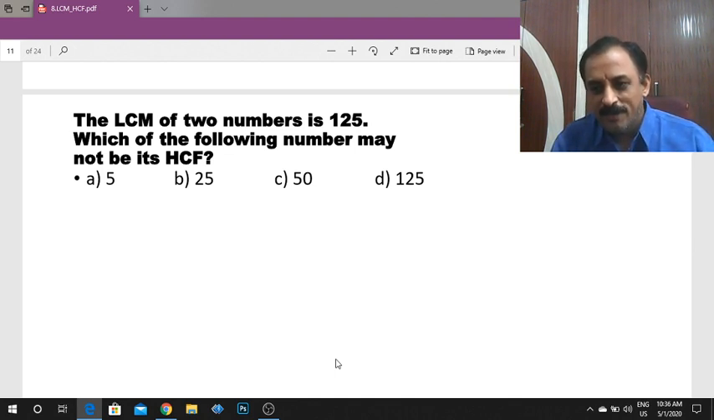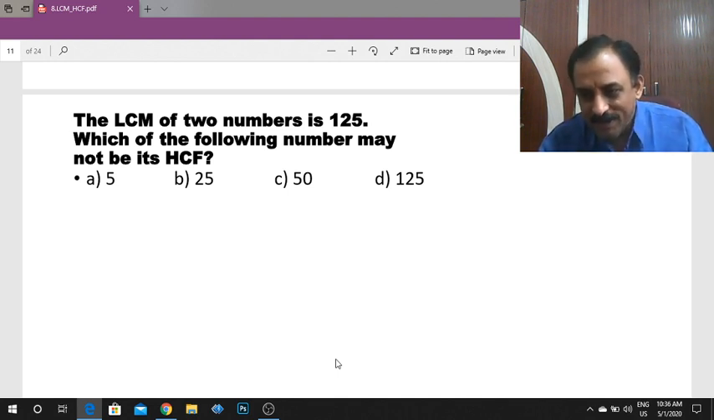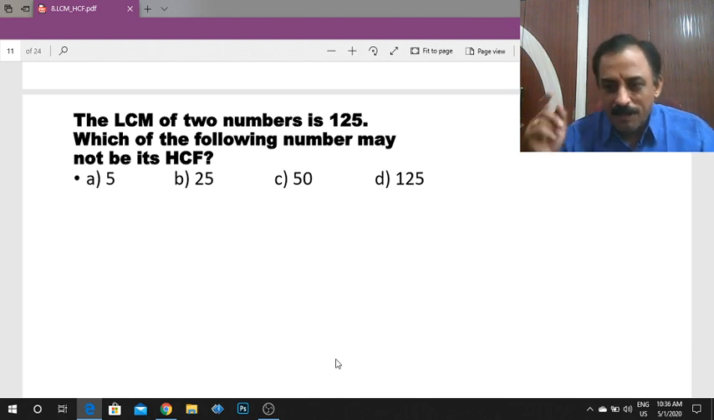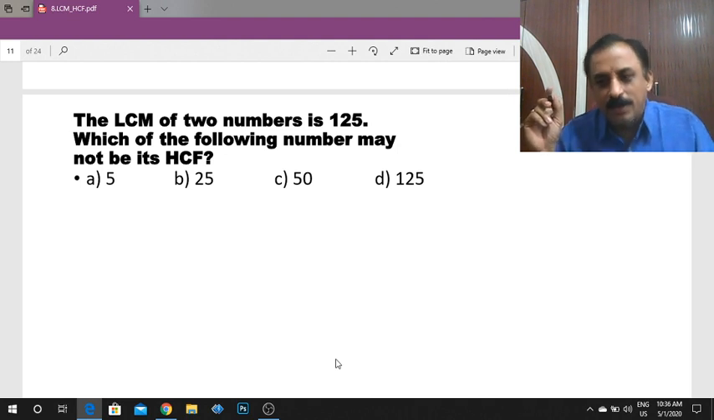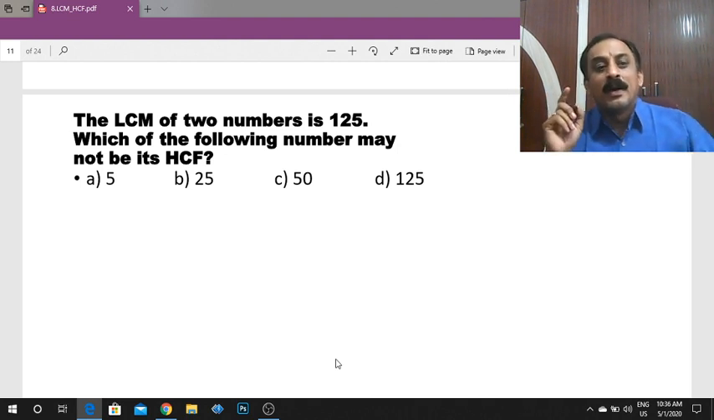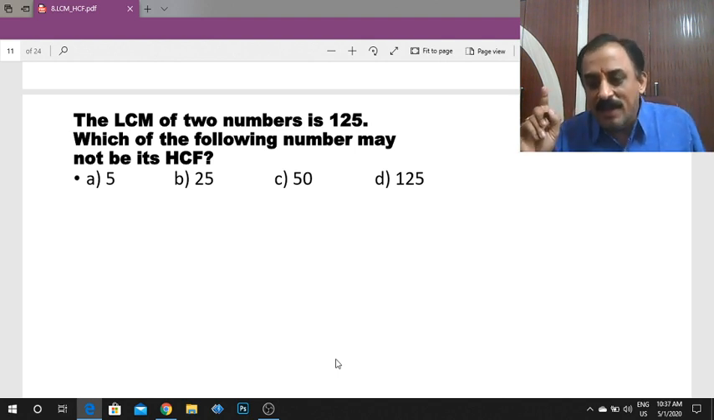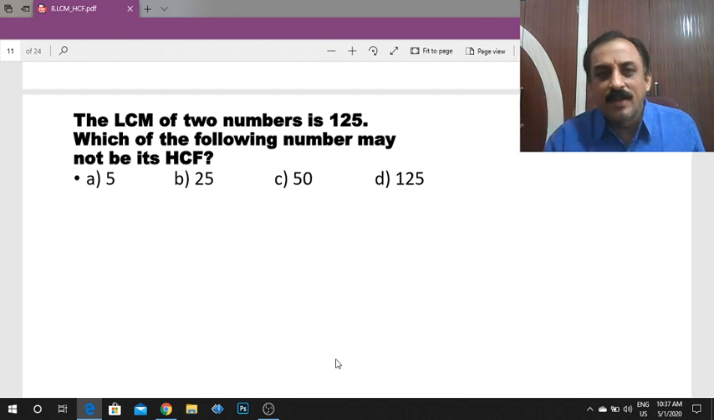Tell me friends, what is your answer? Very good. Kalpana, your answer is right, 50. Very good, Nani, your answer is right. C is the right answer. So, the HCF always should be a factor of its LCM.